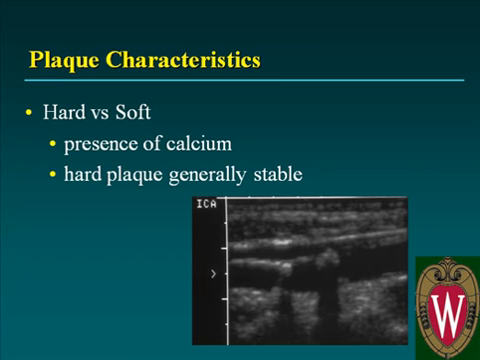In general, hard plaque is more stable than soft plaque, and by hard plaque I mean plaque that has a high level of calcification. So this would be an example of hard plaque, and you can see the shadowing associated with that calcification posterior to the plaque.